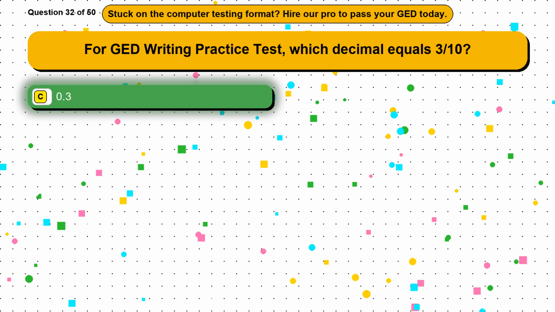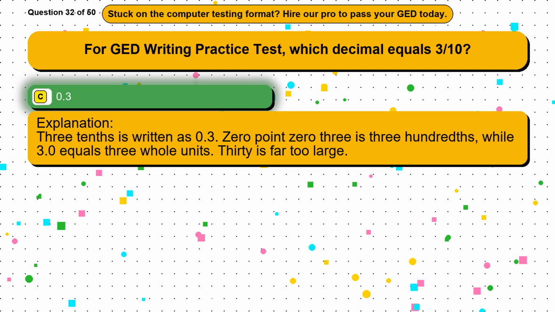The correct answer is option C, 0.3. 3/10 is written as 0.3. 0.03 is 3/100ths, while 3.0 equals 3 whole units. 30 is far too large.